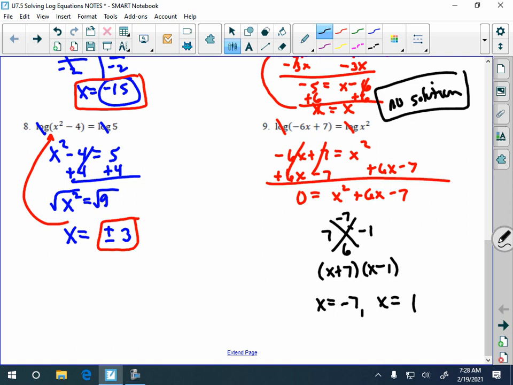And then again, I do have to check and make sure that both of them are going to work. So if I try negative 7, negative 7 times negative 6 is positive 42, plus 7 is a positive number, 49. So negative 7 works. And then if I try positive 1, negative 6 times 1 is negative 6, plus 7 is also positive, it's a positive 1. So I can keep both answers.